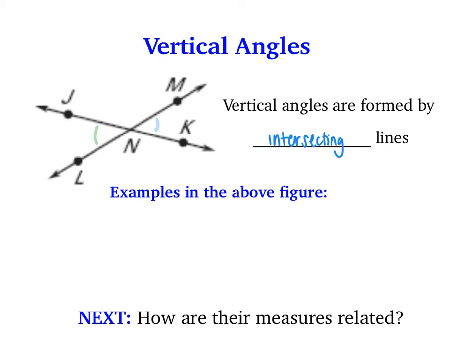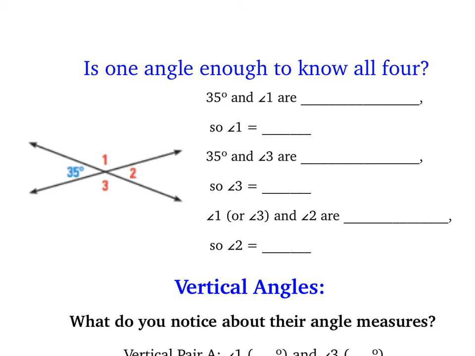The examples here are the two that are already marked for us, JNL and MNK. There's also another pair of vertical angles, and that would be these two here: angle JNM and angle LNK. What we're going to be talking about next is, if we know they're formed by intersecting lines and they're across from each other, how are their angle measures related?